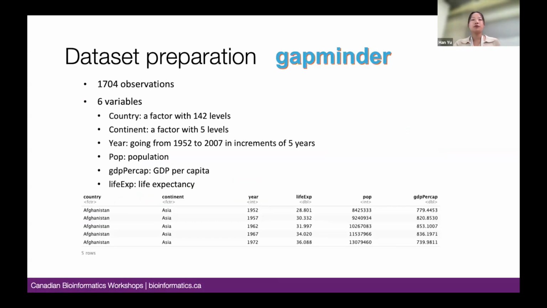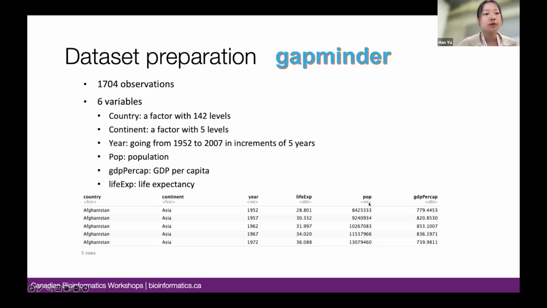In this session, we will use a built-in data set in R named Gapminder, which contains the Gapminder data on life expectancy, GDP per capita, and population in 142 countries from 5 continents, from 1952 to 2007 in increments of 5 years. So here are the first 5 observations from this data set. We can see the first column is country, the second column is the continent that this country is from, the third column is the year, and the fourth is the life expectancy.